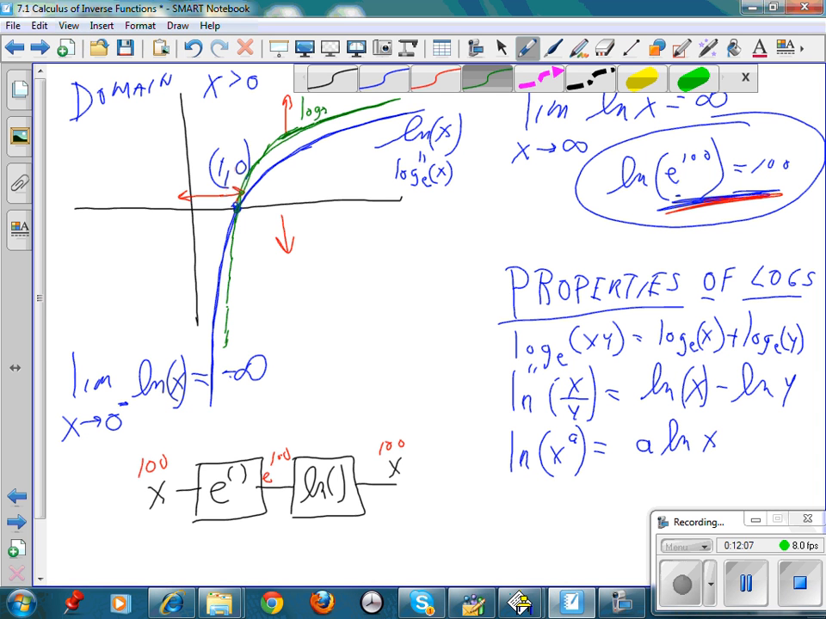Log base 2 of x. Does that work here? Because here I know at 2, when I put in a 2 to this guy, I get 1. So this is 2, 1. But when I put in 2 into the natural log, I get less than 1. So there's the natural log function, the log base 2, and log base e.